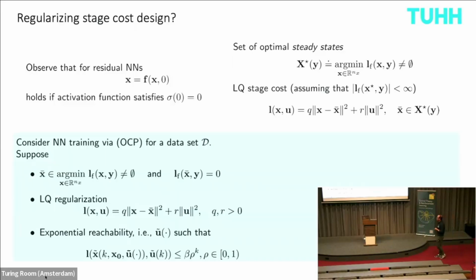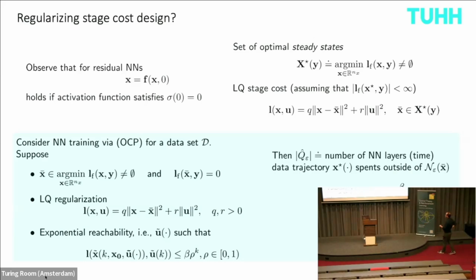What can I do with this is the following. I've chosen this as one of the minimizers. I've used my LQ regularization. I assume I have an exponential reachability property such that I can make this regularization decay exponentially fast, which means I can steer x to x bar without u permanently going through the roof. U has to come down as soon as I reach x bar, which means x bar is a steady state, which I have for the ResNets. What I now find is that the number of neural network layers that my optimal trajectory spends outside of an epsilon neighborhood of this chosen minimizer x bar is bounded by this.